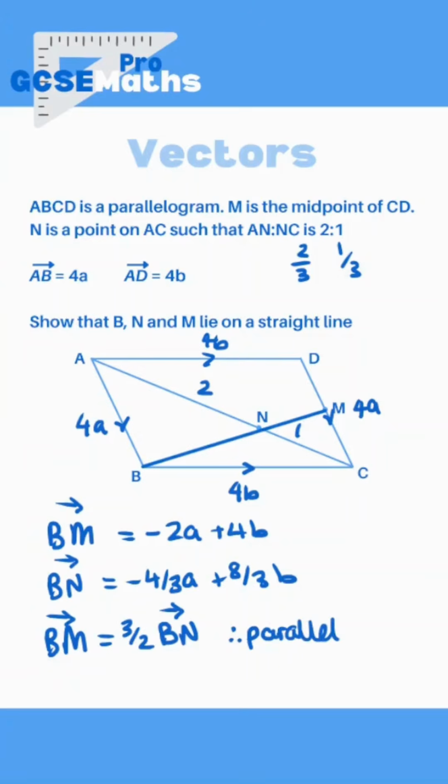To then show that they lie on a straight line, we have to say that there's a point in common. In this case, they both share the point B. Therefore, they lie on a straight line. That just proves that they're not two random vectors floating around, but they actually overlap each other because they start at the same point.